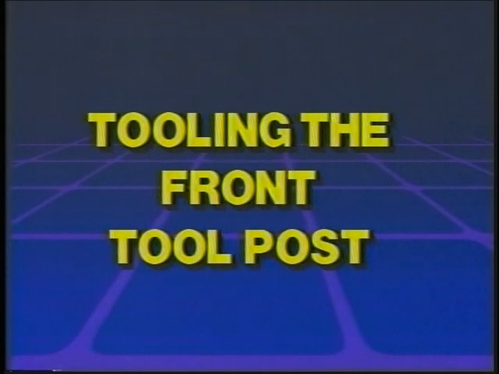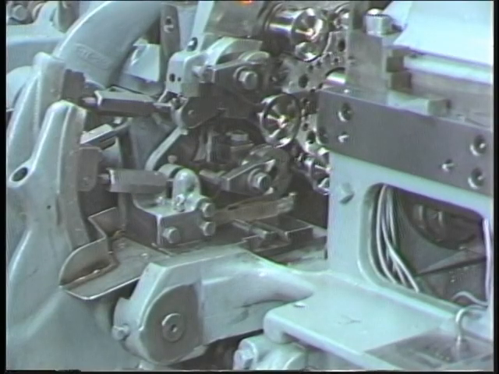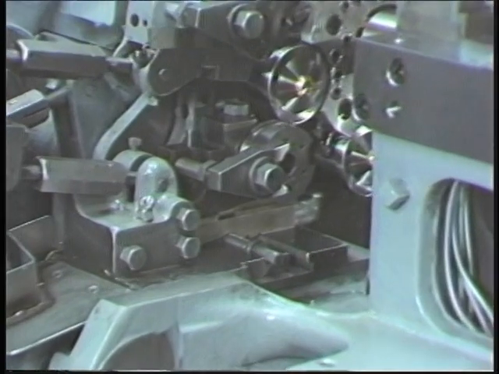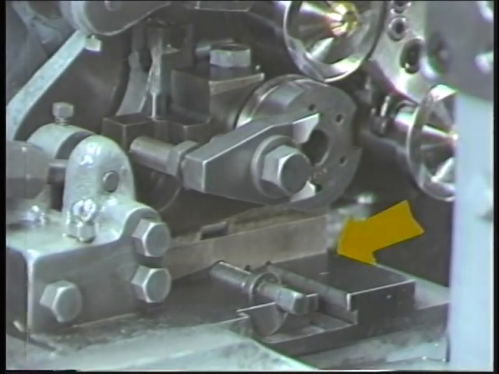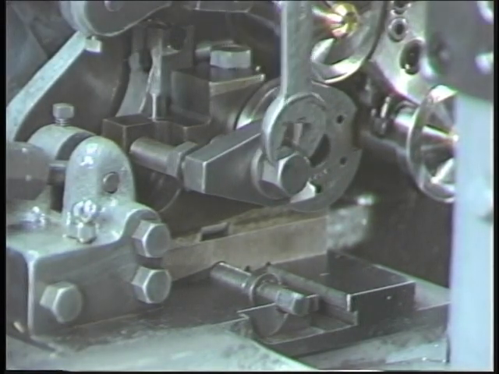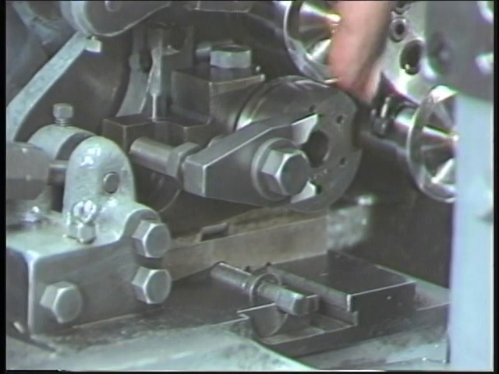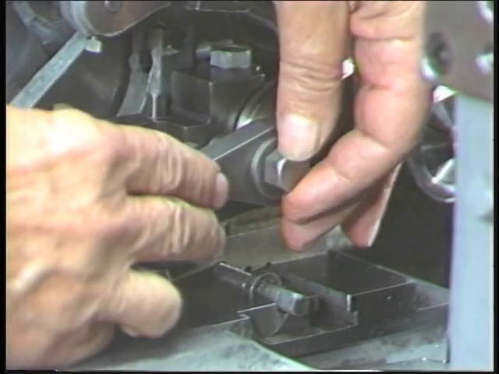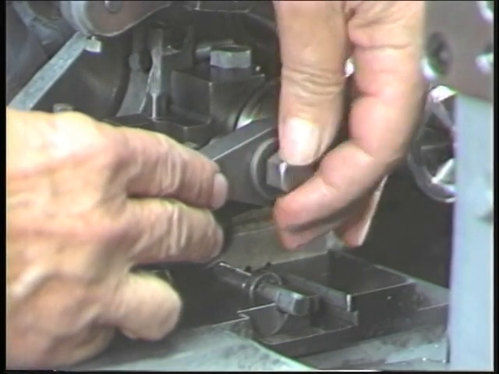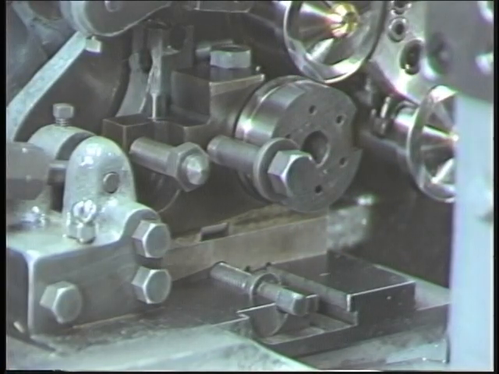Tooling the front tool post. Tool removal. The front tool post is mounted on the first position cross slide. To remove the circular tool or any other tool from the front tool post, first loosen the tool clamp bolt. Then remove the tool clamp. Take out the tool.